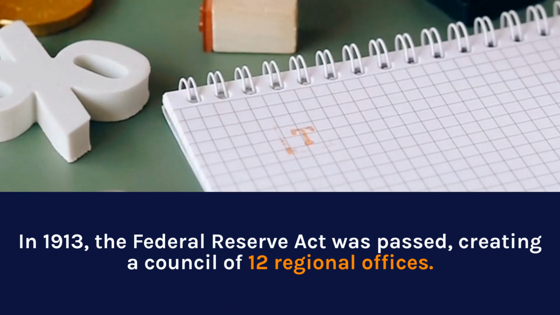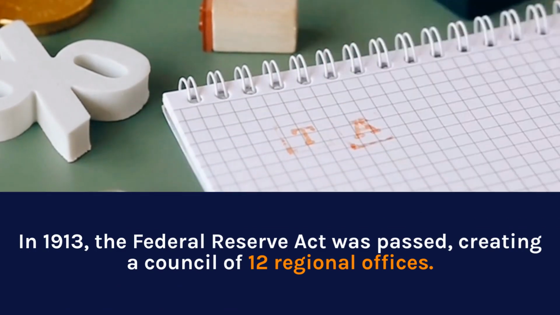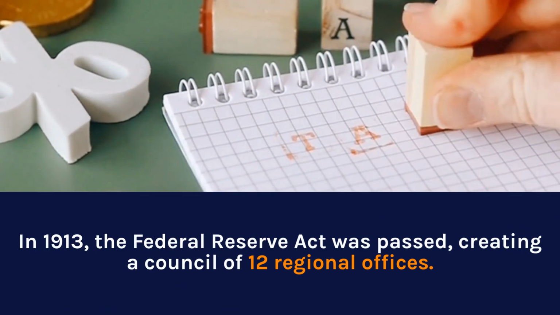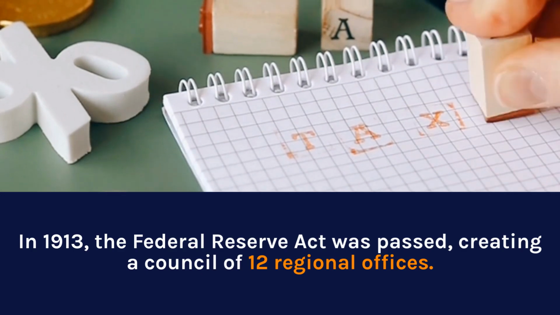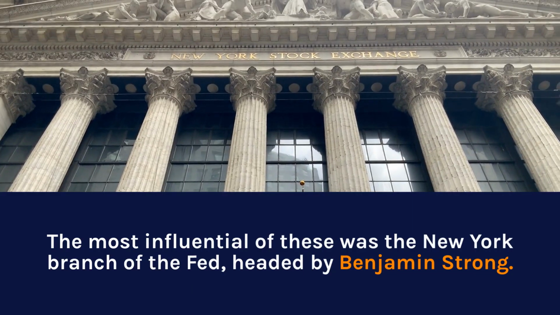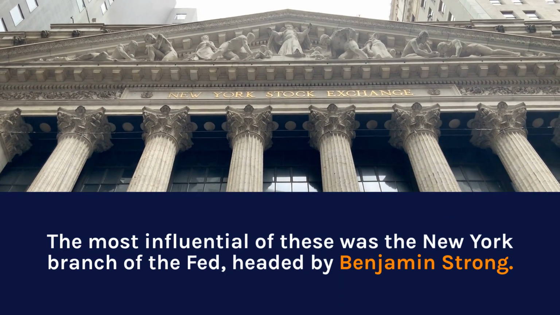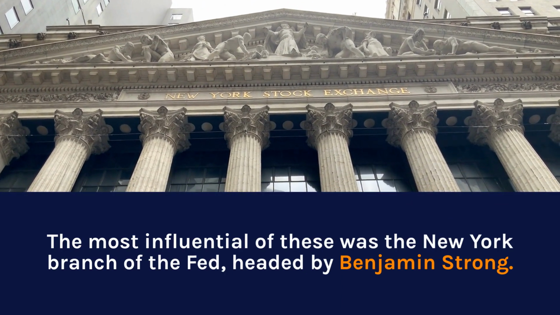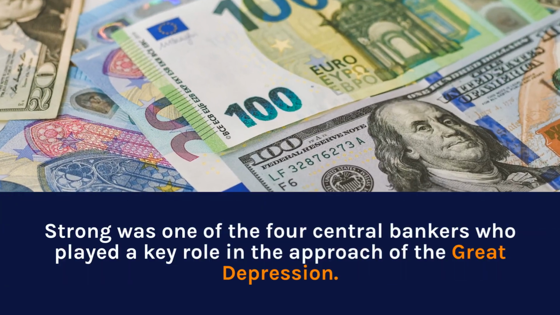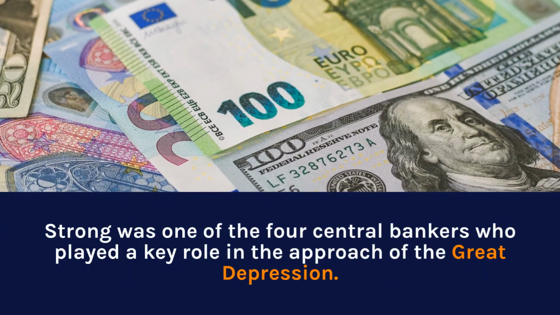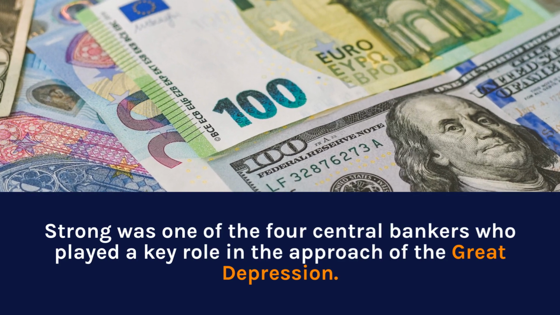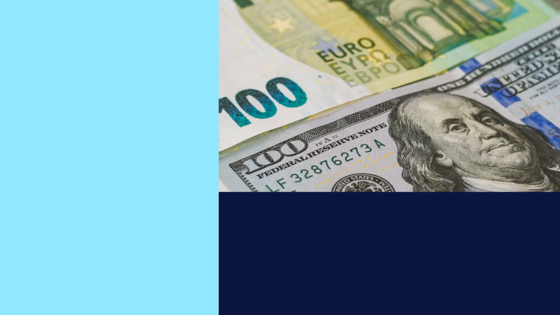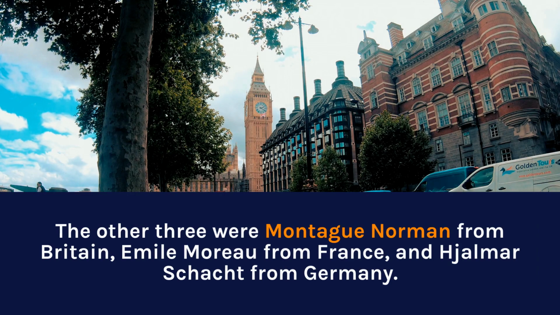In 1913, the Federal Reserve Act was passed, creating a council of 12 regional offices. The most influential of these was the New York branch of the Fed, headed by Benjamin Strong. Strong was one of the four central bankers who played a key role in the approach of the Great Depression. The other three were Montague Norman from Britain, Émile Moreau from France, and Hjalmar Schacht from Germany.